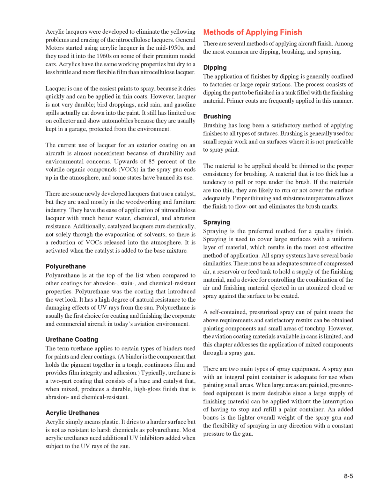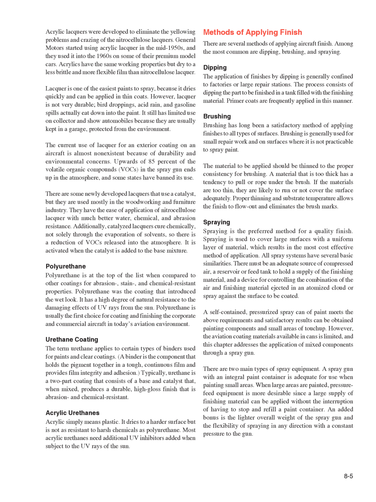A self-contained, pressurized spray can of paint meets the above requirements, and satisfactory results can be obtained painting components and small areas of touch-up. However, the aviation coating materials available in cans is limited, and this chapter addresses the application of mixed components through a spray gun. There are two main types of spray equipment.